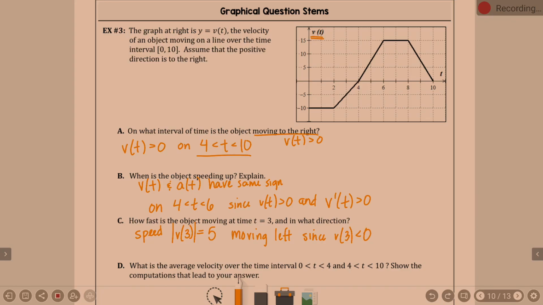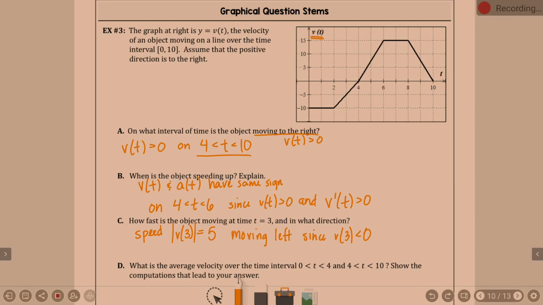We have to be careful here. I think on 0 to 4 it would work, but I think we'd run into a problem on 4 to 10. Okay, because average velocity is not going to just be about my distance from point A to point B. My displacement, in other words. It's not going to be just about my displacement. It's going to be about the total distance traveled. Okay, so you have to look at total distance.